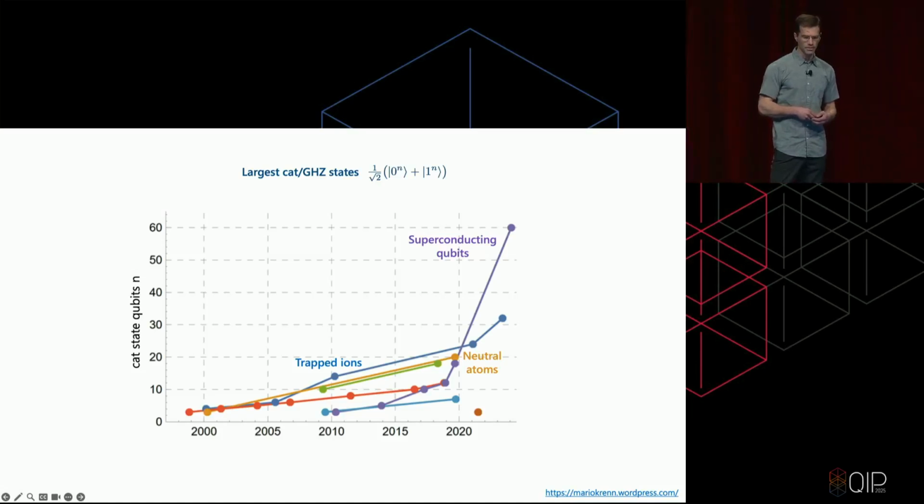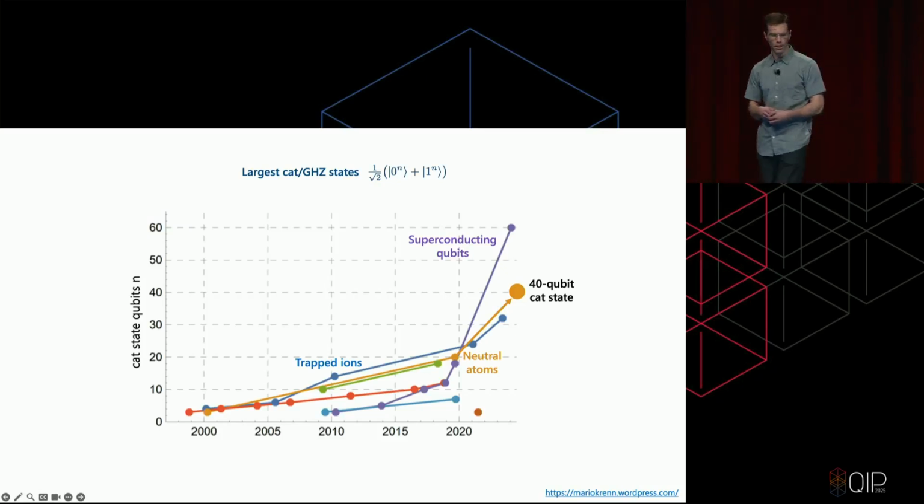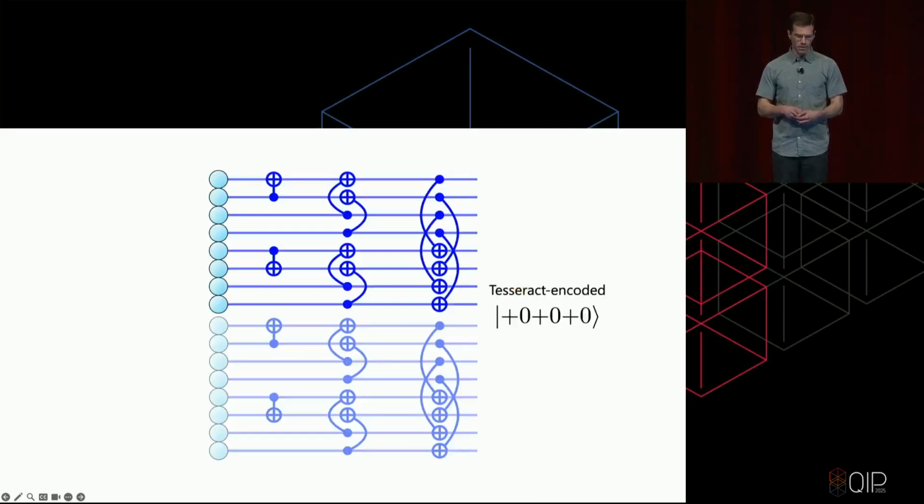Orange is neutral atoms, and so they've now prepared a 40-qubit cat state. Purple is superconducting qubits, so there's a sort of special purpose computer or device that's prepared a 60-qubit cat state. And that's kind of where the status is right now.